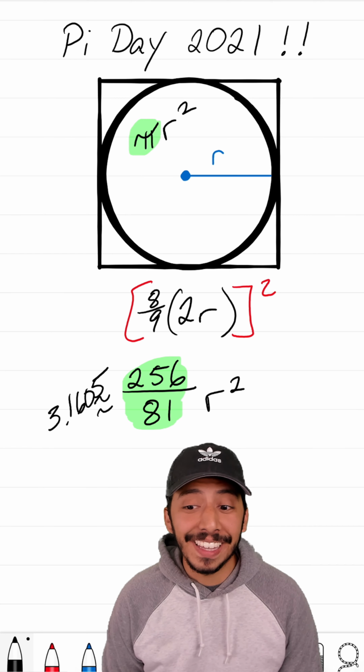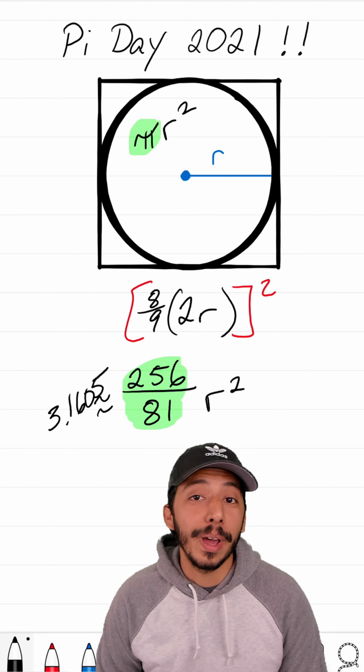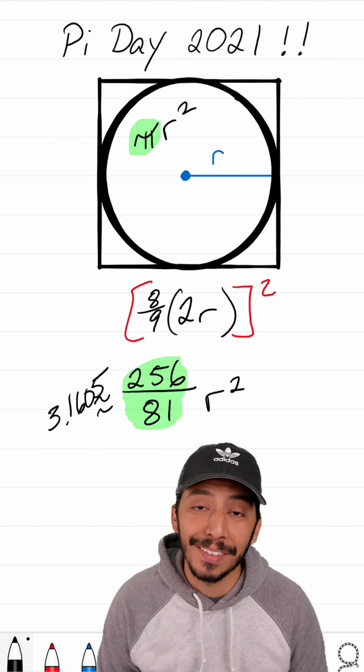It's fascinating to think that they were able to approximate pi just by taking away 1/9 of the diameter of a circle.